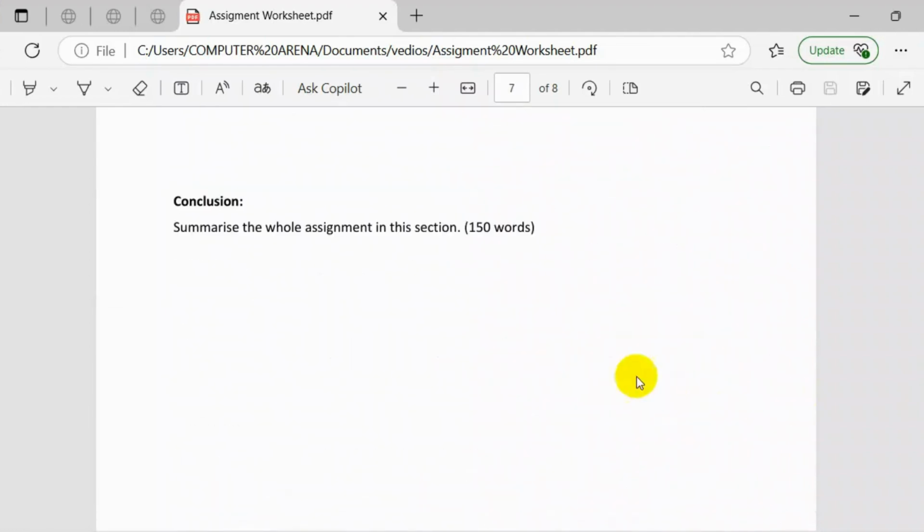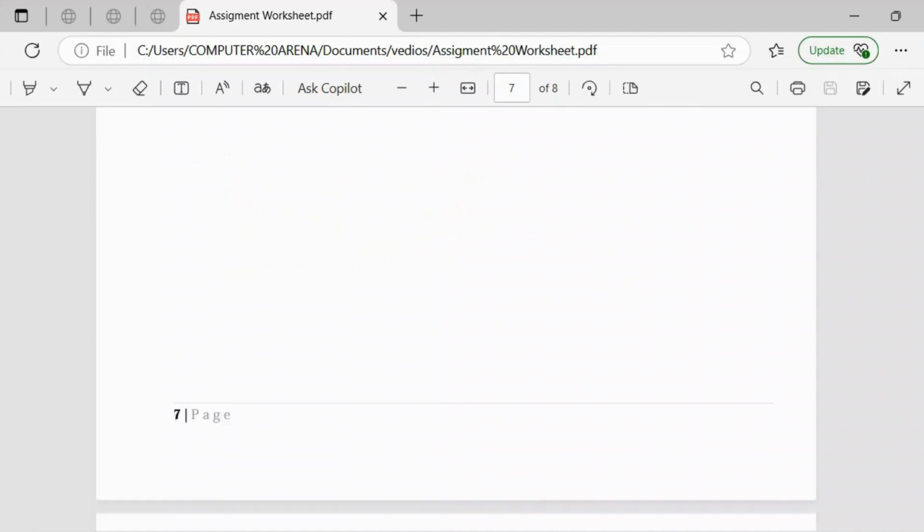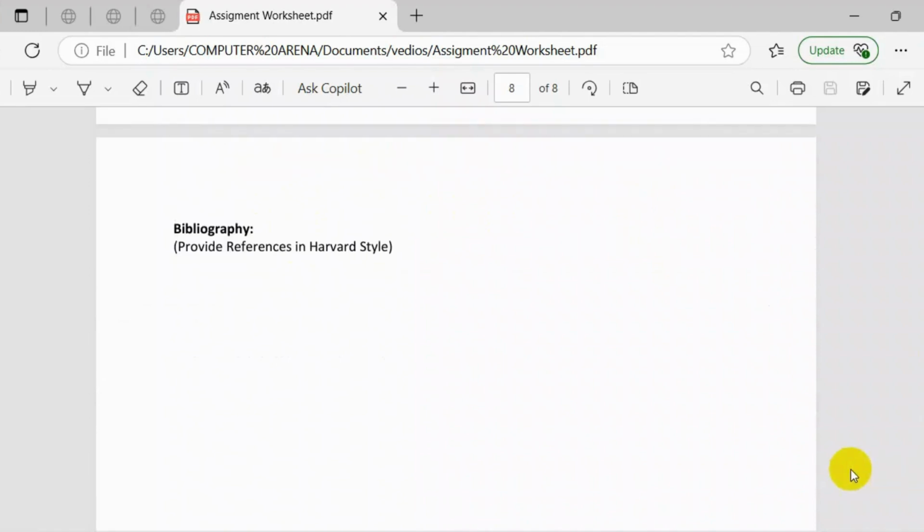And after this, just as you explained the introduction of the assignment, you have to conclude the assignment by giving a summary of what you have discussed and how you have discussed it, but again in only 150 words. So this is the last part of the assignment, the bibliography section, where you have to provide all the references of the sources that you used for getting the information for each of the assessment criteria.